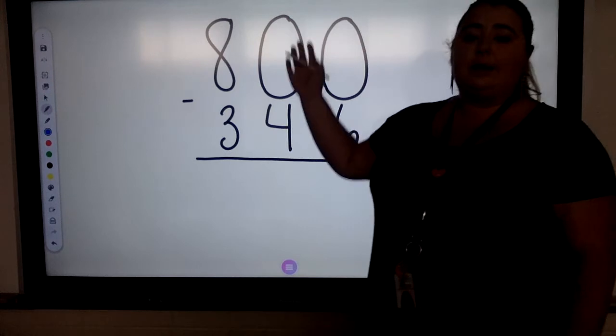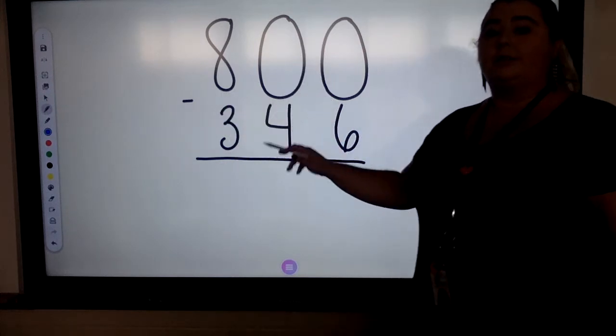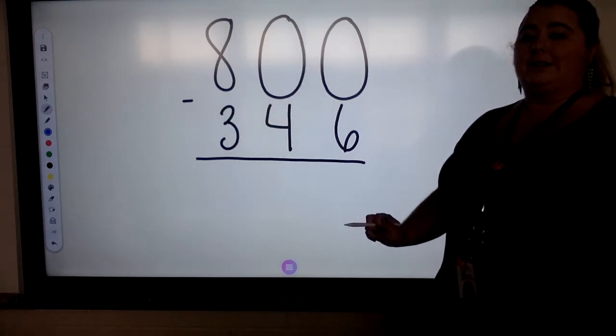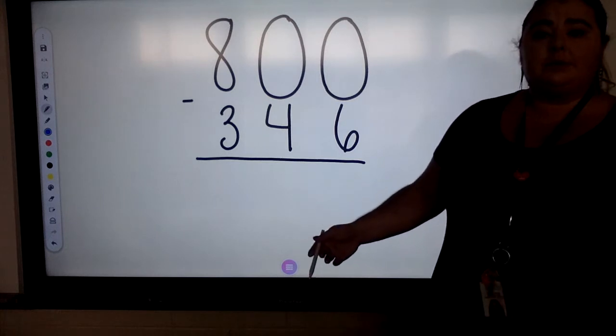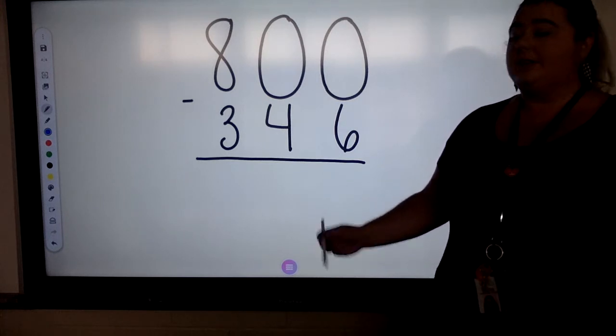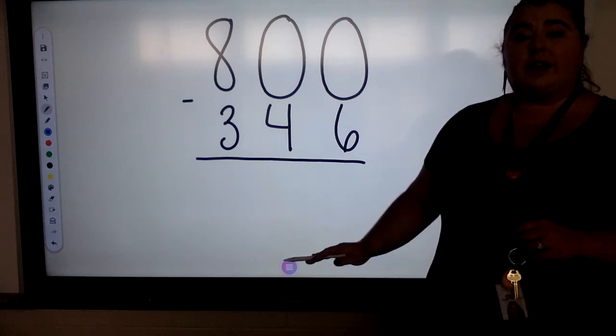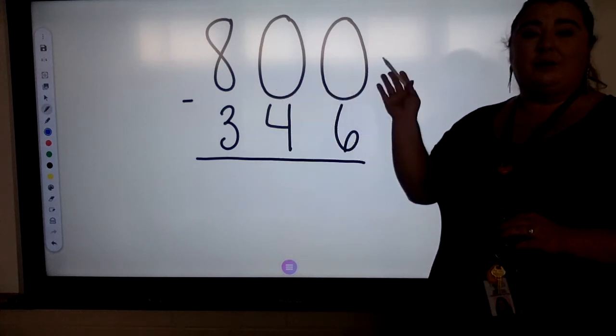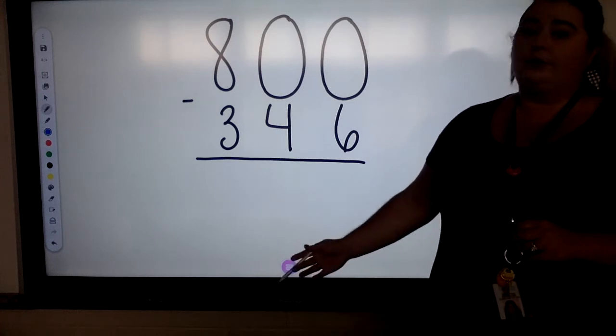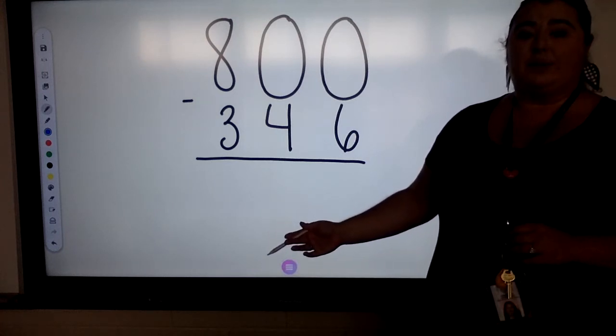Today we're going to learn about subtracting across zeros. If you take a look at my numbers, I have 800 subtract 346. Last week we worked on estimating sums and differences, but today we're actually going to subtract. Last week we also worked on subtracting with regrouping, and when we're subtracting across zeros, regrouping is no different. It works the same way.